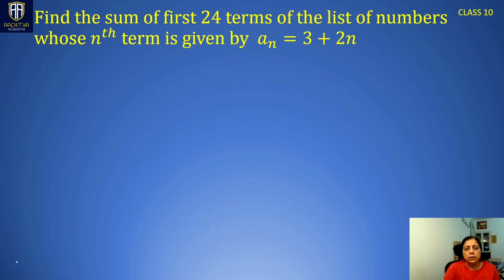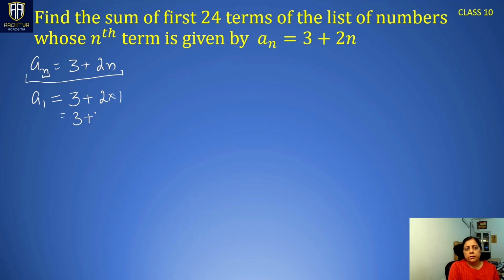Next question is, find the sum of first 24 terms of the list of numbers whose nth term is given as, this is very interesting question, 3 plus 2n. Generally sequences are represented by general terms. That means we can develop a sequence by putting different values of n here. So A1 stands for the first term, value of n becomes 1. So you have to create the sequence first, that is 5.